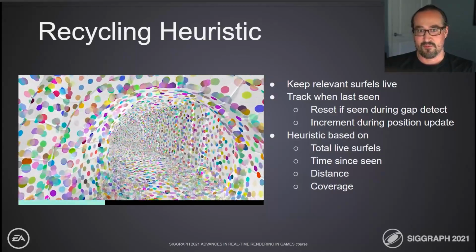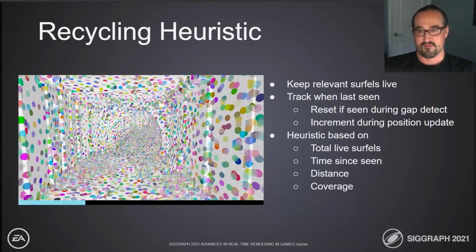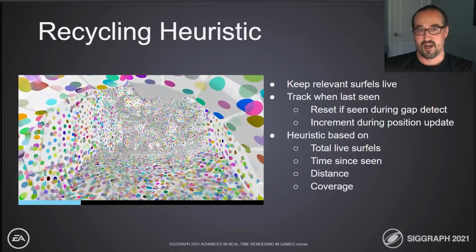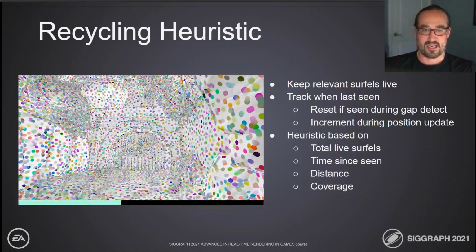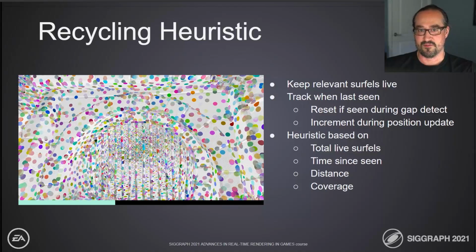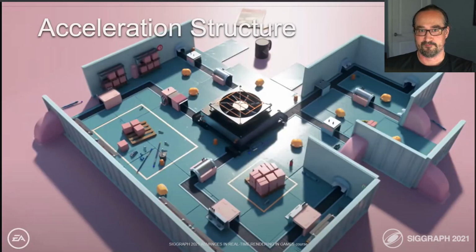For this reason, we employ a recycling heuristic based on some factors. These factors include how many Surfels are currently live, when the Surfel last contributed to the lighting of the scene, and how far away the Surfel is. These factors are combined and compared to a random number pulled from the uniform distribution, giving Surfels that are less relevant a higher probability to be recycled.